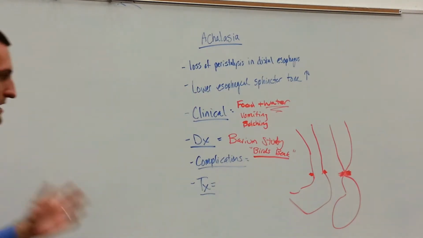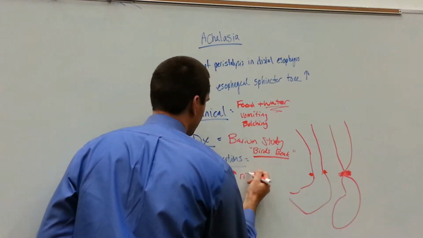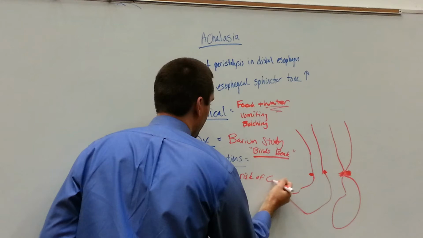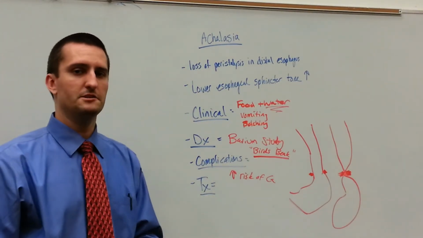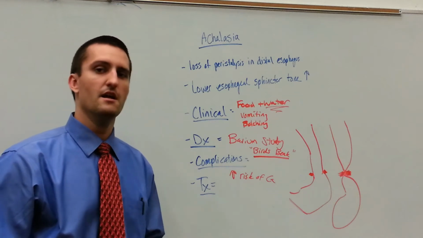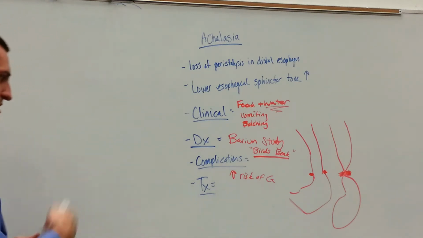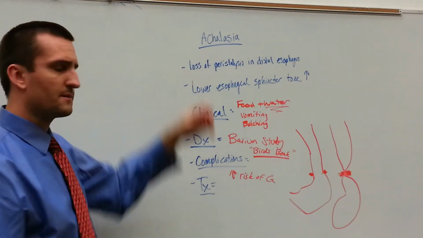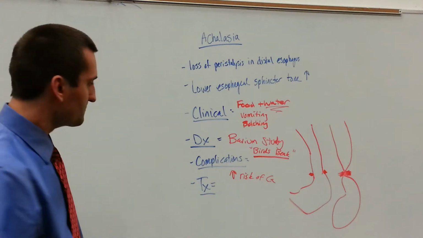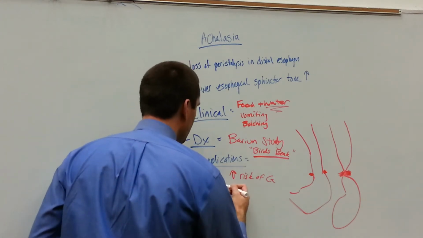Now, what are some of the complications? The number one complication is going to be increased risk of cancer. So esophageal cancer is going to be your number one complication of achalasia. So you need to monitor it through endoscopies on a regular basis with your physician. Treatment. Now, there's quite a few different ways that you can treat achalasia. Some are more commonplace than others. Number one, at least through my experience, is going to be dilation.